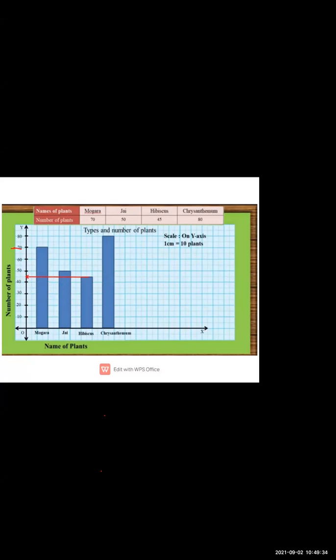First is 70, so you will take 70 and make one bar, that is mogra. Next is J, the name of the plant, that is 50. So you will find the number 50 and draw it. Below the bar, you will write the names of the plants. Next is 45. Now see the 45, how will you mark it? The 45 number is not there.